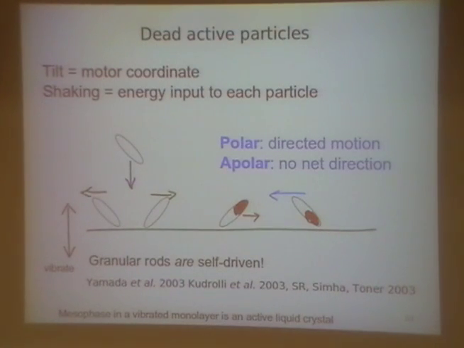I want to spend 2 minutes on this point. That piece of physics is now old, it's about 5, 7, 8 years old. But this idea, I think, is worth emphasizing. This tells you how you can make an active liquid crystal out of dead particles. Basically, if you have a monolayer of particles, and you pump energy into that monolayer in a direction perpendicular to those that you are looking at.